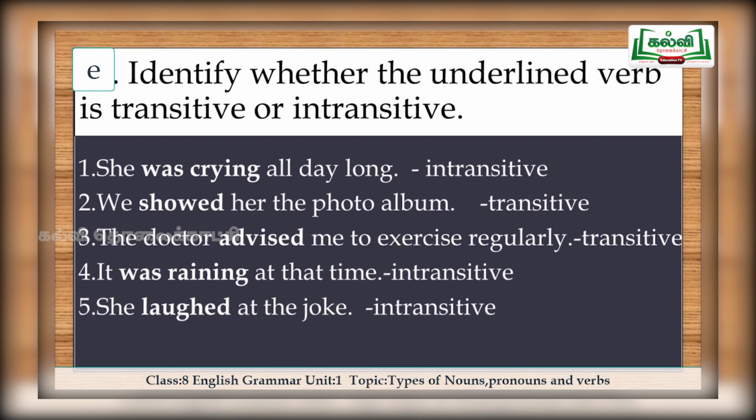For the first one, was crying is intransitive. Showed is transitive. Number 3 is advised. It is transitive because it is followed by an object. Number 4, was raining is intransitive. It's followed by an adjunct. She laughed. Laughed is intransitive as it's followed by an adjunct.